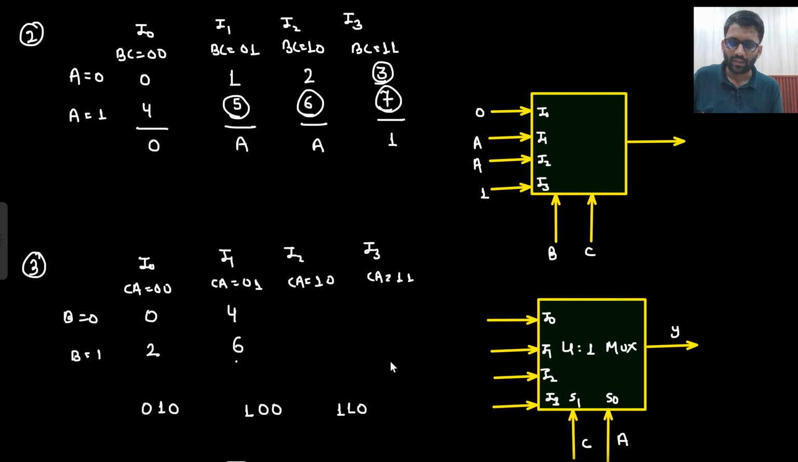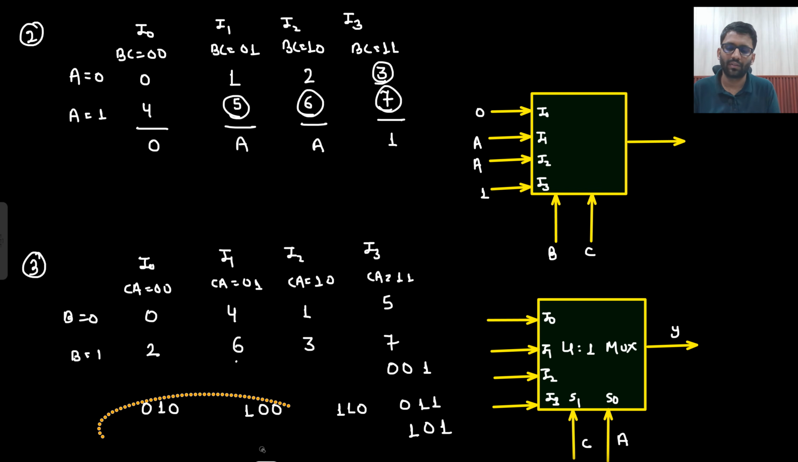Let's check for this one. So A is 0, B is 0, and C is 1. So this is 1. Let's check for this one. So A is 0, B is 1, and C is 1. So this would be 3. So there is no such pattern here, right? 0, 2, 4, 6, 1, 3. No such pattern. This would be 1, 1, 1. So this would be 7, and this would be 5. We can check here as well that A is 1, B is 0, and C is 1. So 1, 2, 4, 5.